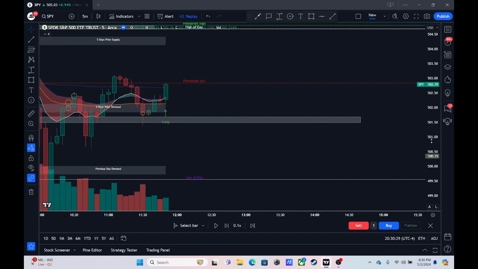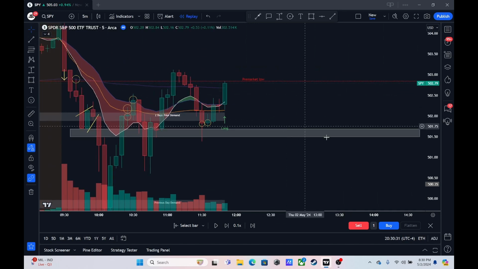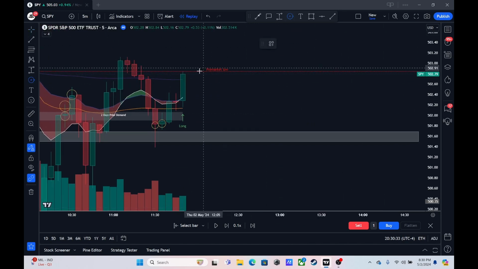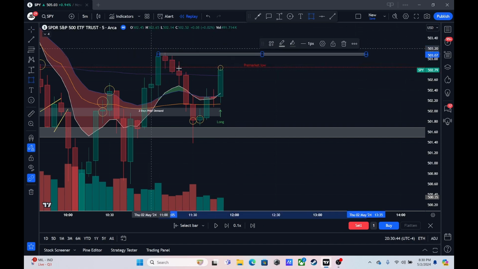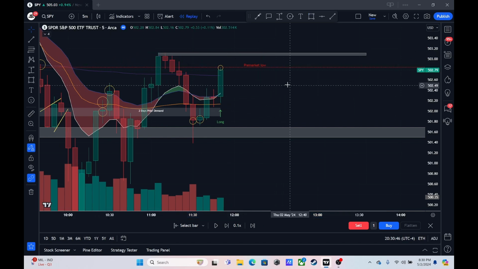Okay, so we're getting a long signal here. Unfortunately, you can see that we are still right under a strong resistance, pre-market low. So that is a no-go. I would not take that long signal unless we get a strong close above pre-market low. And honestly, ideally, I'd want to see a close above that resistance as well before I went long.